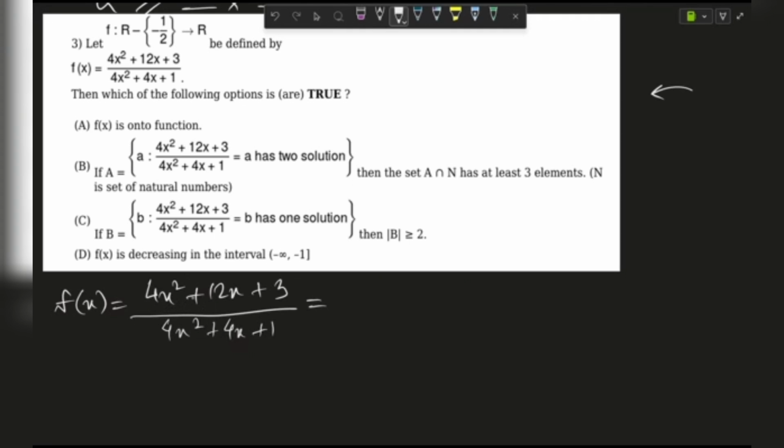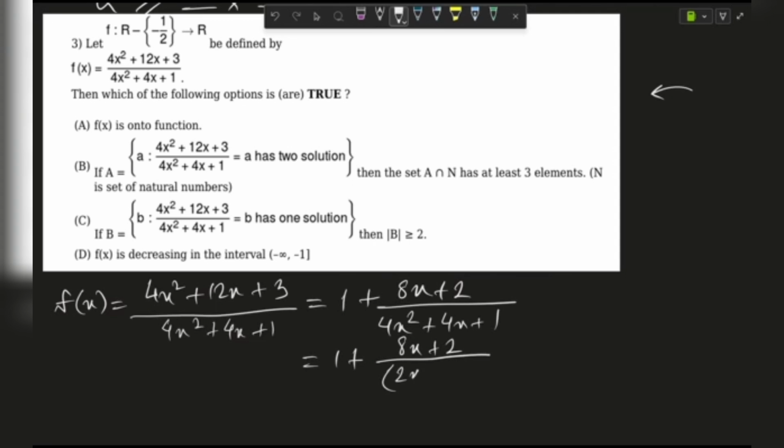So this will basically become 4x squared plus 4x plus 1 plus, I guess, 8x plus 2. Now if we split this thing and the other small monomial we had, this will come out to be 1 plus 8x plus 2 divided by 4x square plus 4x plus 1, or basically we can write this as 1 plus 8x plus 2, and the denominator, pretty obviously, is 2x plus 1 whole square.